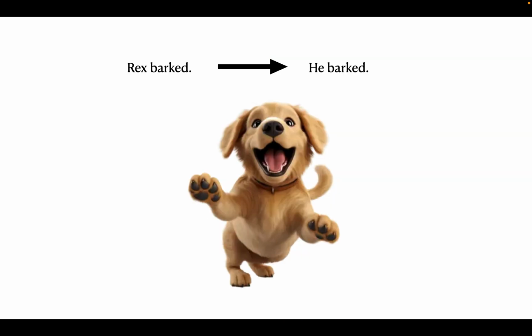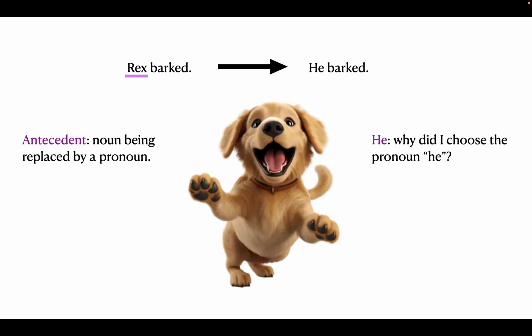Okay, so let's look at the sentence, Rex barked. If we wanted to change our subject, Rex, into a pronoun, we would say he barked. Now, Rex is the antecedent. The antecedent is the noun that is being replaced by a pronoun. So in our sentence, Rex barked, the antecedent is Rex.